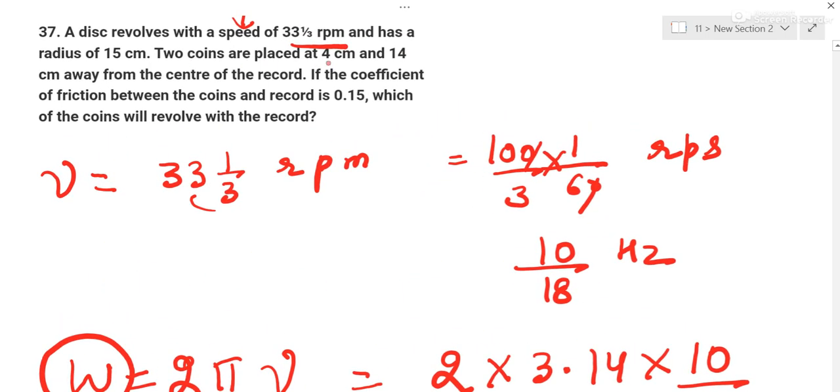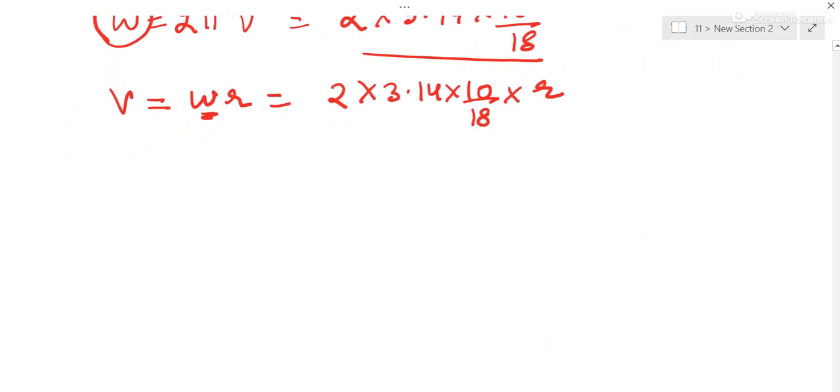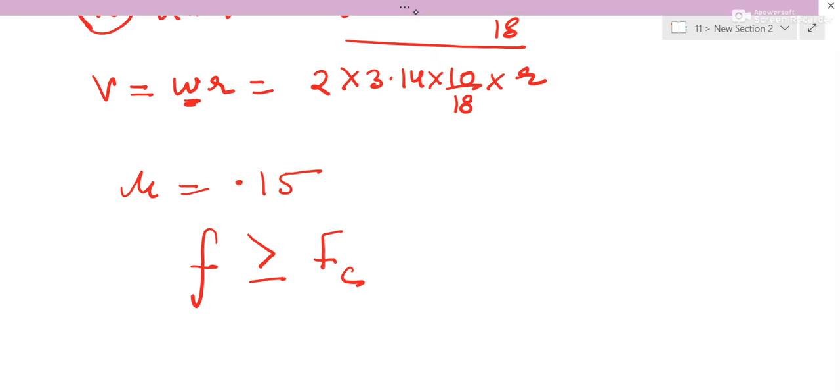Now there are 2 coins placed on the disc at 4 cm and 14 cm away from the center of the record. One is here and one is here. If the coefficient of friction is 0.15, which of the two coins will keep revolving? The coefficient of friction is 0.15, so it is the same. Which will keep revolving? The one for which friction is greater than or equal to the centripetal force. If friction is more, that will keep revolving, that is common sense. If friction is less, that coin will fall off.